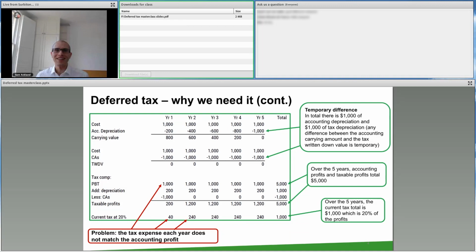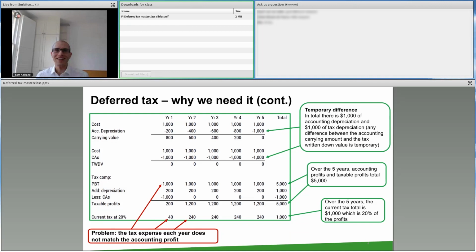So this is why we need deferred tax. We need to make sure that the tax expense matches the accounting profit, and it doesn't at the moment. So along comes deferred tax and fixes things for us. So let's have a look at how we work out the deferred tax situation in relation to this particular asset.